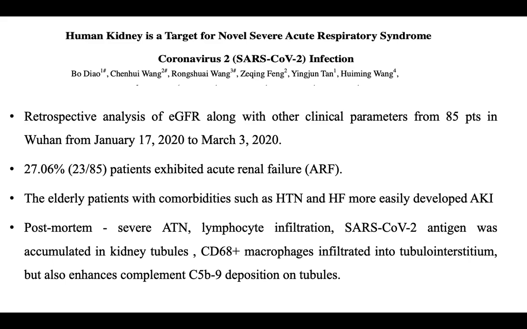Elderly patients with multiple comorbidities like hypertension and heart failure were more likely to develop this acute kidney injury. Post-mortem, interestingly, they had severe acute tubular necrosis, lymphocyte infiltration, antigen infiltration, and macrophage infiltration in the tubulointerstitial tissue, along with complement deposition. So the general pathophysiology theories that have been explained also suit the pathophysiology of AKI in COVID-19 infection.